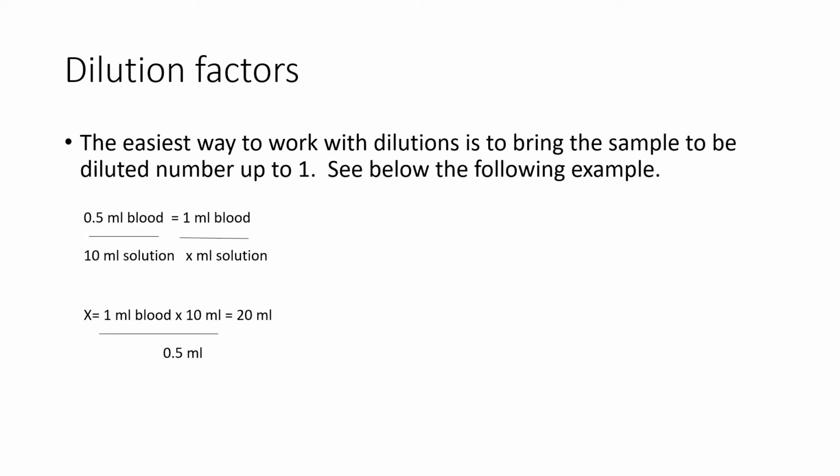A dilution factor by which all determination answers are multiplied to give the concentration per 100 mils of sample may be calculated like this. First, determine the volume of blood as is actually analyzed in the procedure. Using a simple proportion, it is evident that 0.5 mils of blood diluted to 10 mils is equivalent to 1 mil of blood diluted to 20 mils.